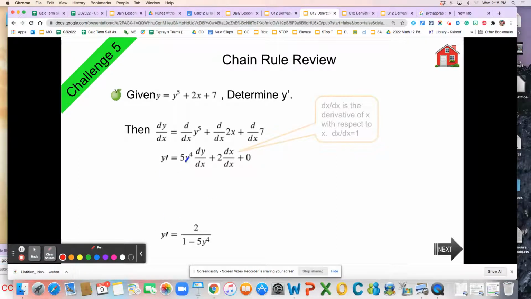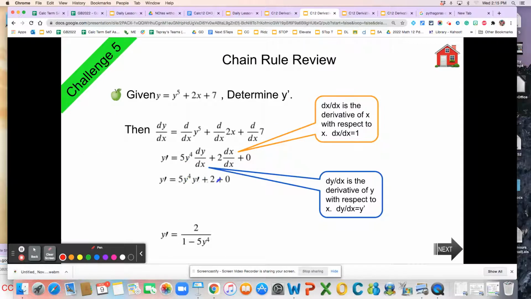And so there we go. We're right there. Now what we want to do is isolate for y prime. Lots of you at this step will be a bit unsure.